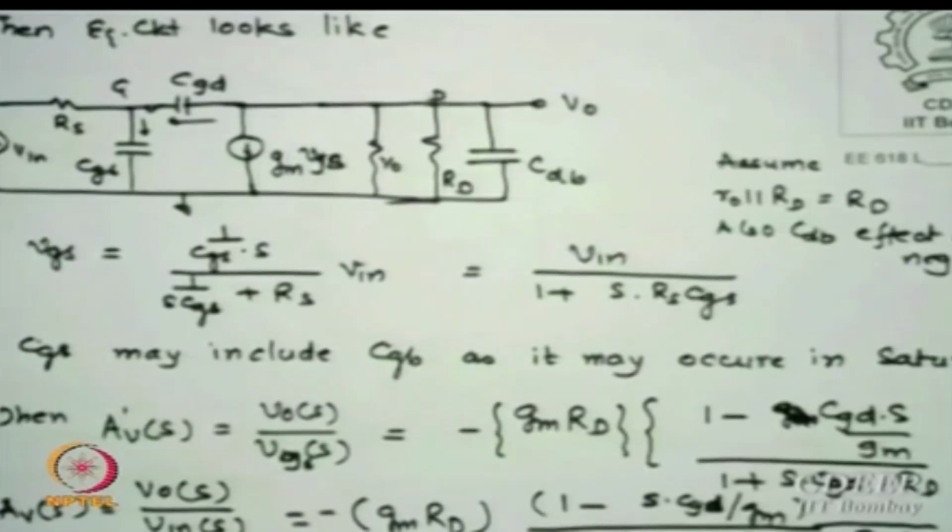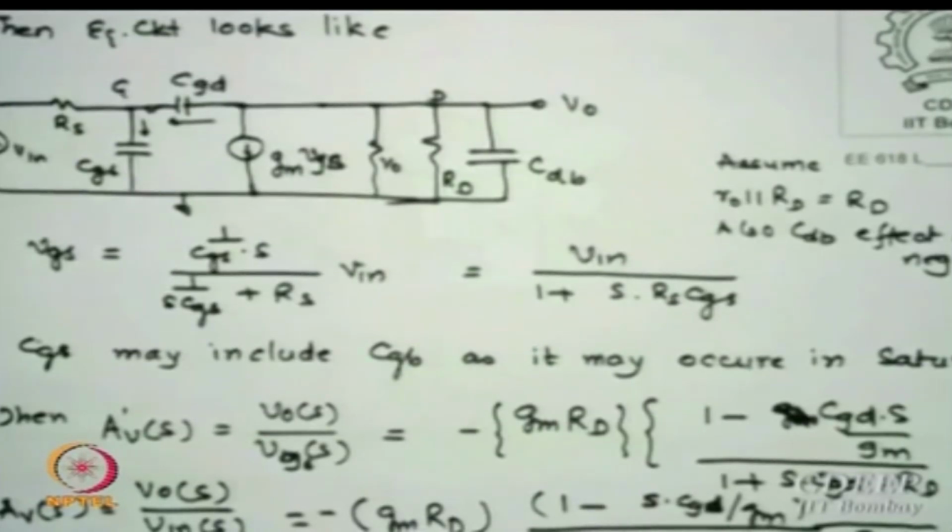However, if you look at this value, what is it? If you leave out all frequency terms, that means removing all capacitances from the circuit, minus GMRD is the standard DC gain, not zero frequency, the DC gain AV0, which is GMRD. Now you can see from the denominator you have 1 plus SRSCGS and 1 plus SRDCGD. This denominator I expand.